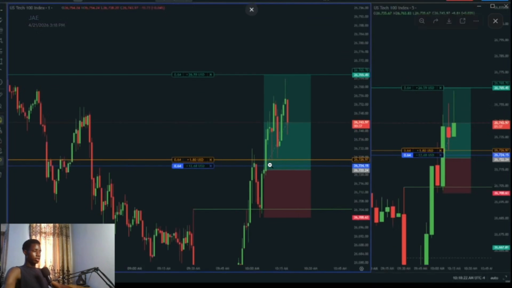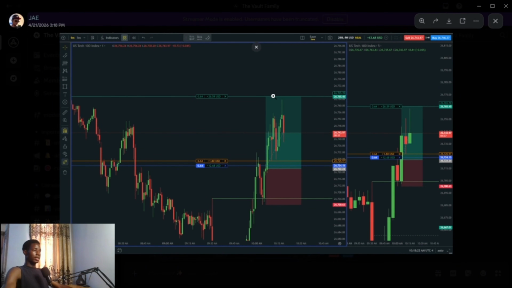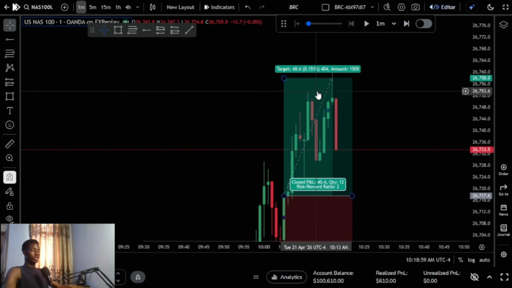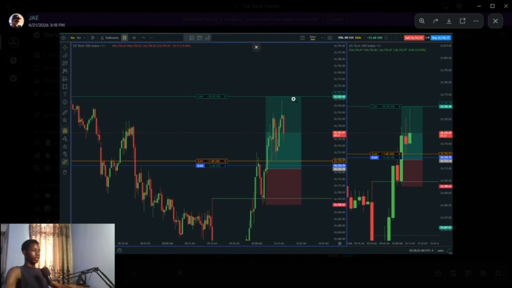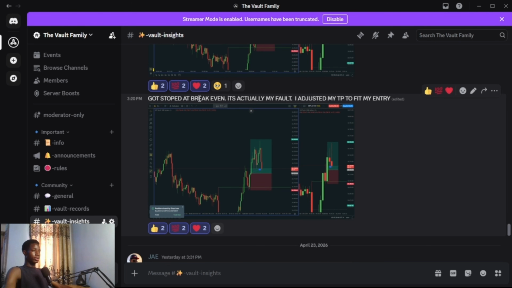Because my tool entry wasn't actually exactly where the strategist entry is supposed to be, I ended up having a higher take profit, which, if I had just stuck to it, the 1 to 2 would have gotten hit and I wouldn't have gotten edged right there. So if you go here, you can see I already said it, got stopped at break even.